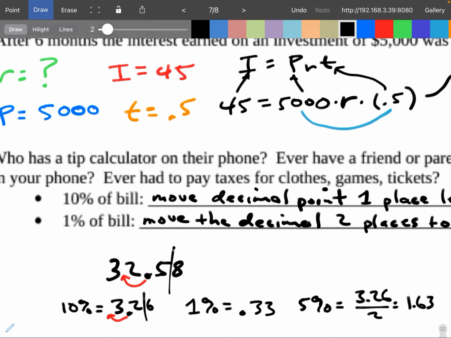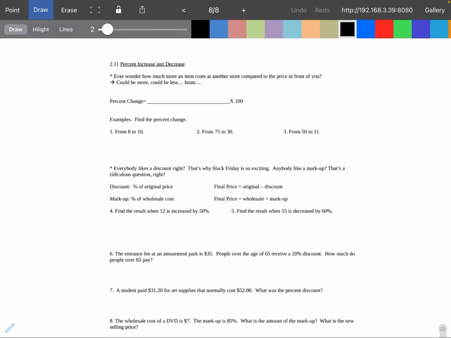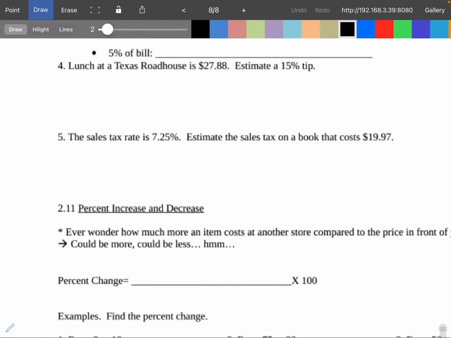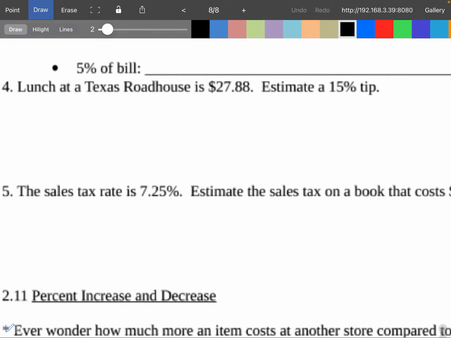All right. So if you want 10%, move the decimal one place to the left. If you want 5%, just take your 10% number and divide it by 2. All right, so that's what we got to put in on that next blank. So 5% of the bill is just 10% of the bill divided by 2. So I'll write 10% divided by 2.